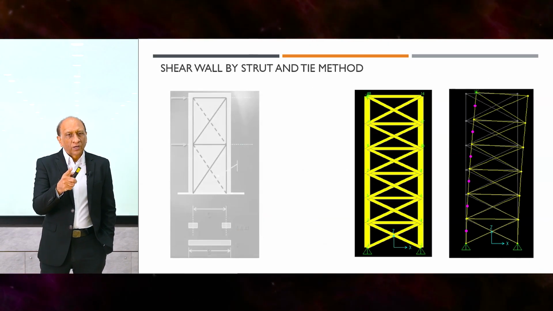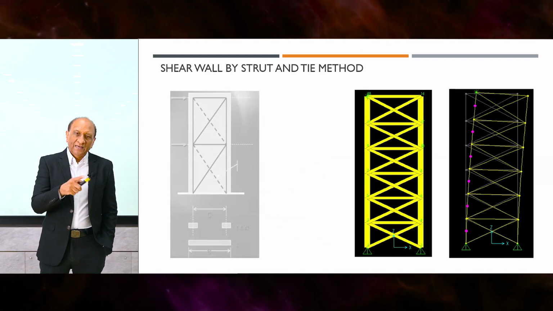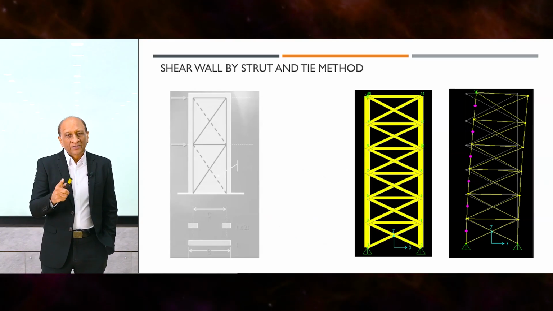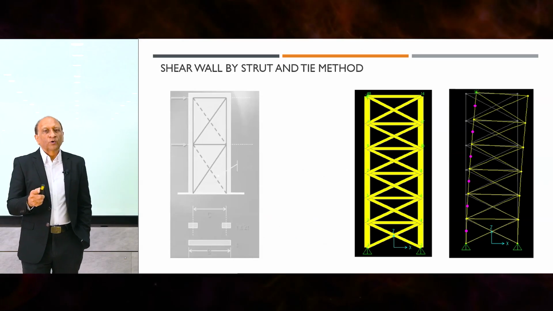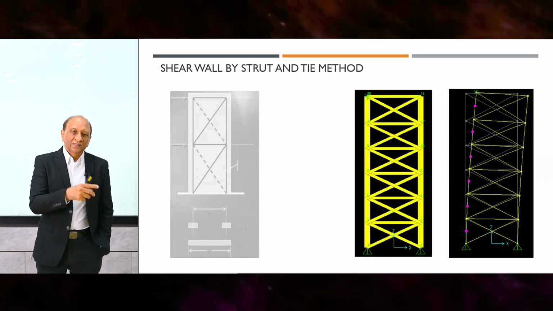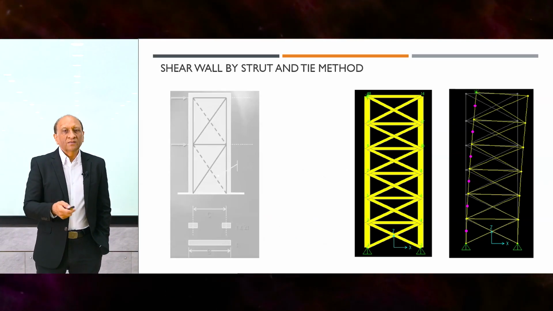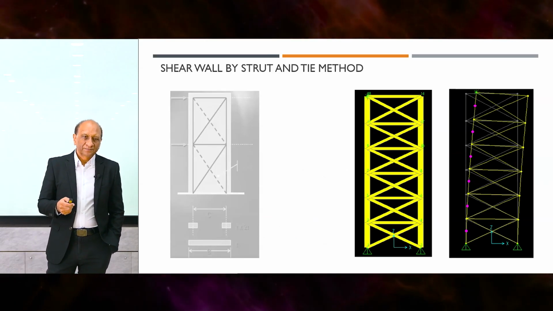And here, shear walls can also be represented by struts and ties. Once again, you can do a nonlinear analysis of the shear wall by using nonlinear struts. This is what we used to do before more sophisticated methods of modeling walls, like the shell or other methods, came into being. You could just convert the wall into an equivalent truss model.